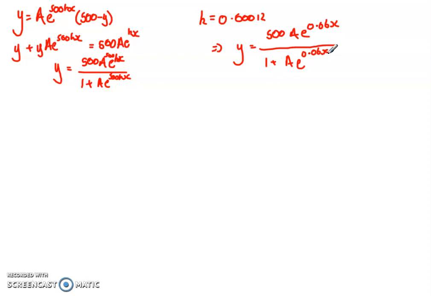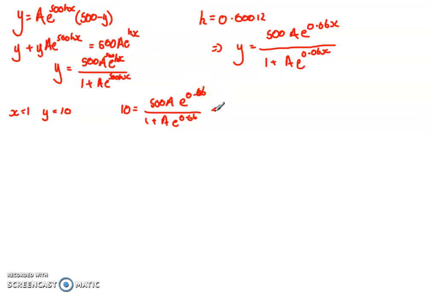What I need to figure out first is what the A is. Now, I know that on day one, the boy had 10 stickers. So I know that for day one, X was equal to 1, and Y, my number of stickers, was equal to 10. So if I substitute them in here, I'll be able to find my value for A. What I know is that 10 equals 500 A e to the power of 0.06 over 1 plus A e to the power of 0.06.